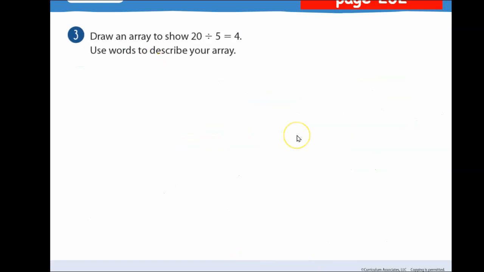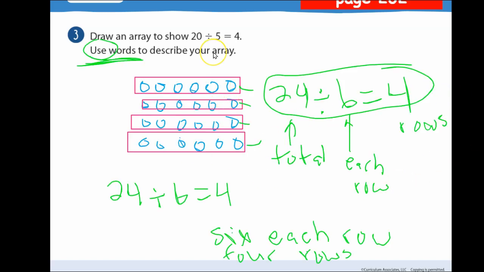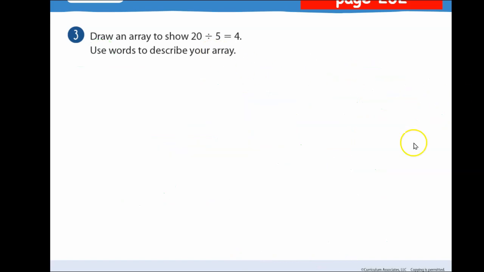So look at this one here. It says draw an array to show 20 divided by 5 equals 4. Okay, an array. Oh, I mean something like this. Okay, there you go. Go ahead and do number 3 for me. Number 3, and then we'll go over it together. All right, we should have something like this.